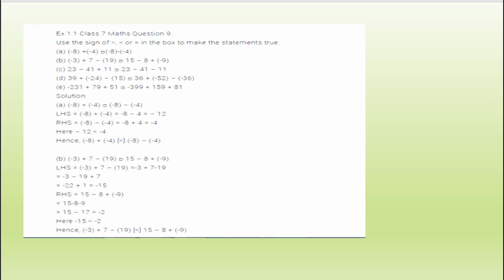In that way you will solve the remaining parts as well as question number 10. So try to do all these parts.